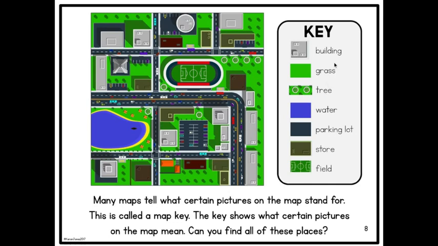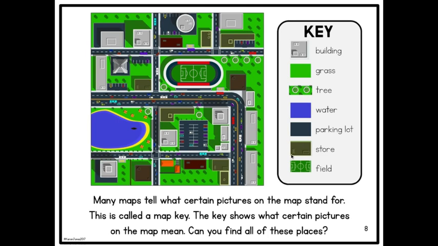Can you find all of these places? So here's our key on the side. And the first one says a building. Now go ahead and find a building and point to it. This one says grass. Point to the grass. These circles with the dots in the middle are trees. Point to those. The blue part is water. The all gray part is a parking lot. Go ahead and find that.